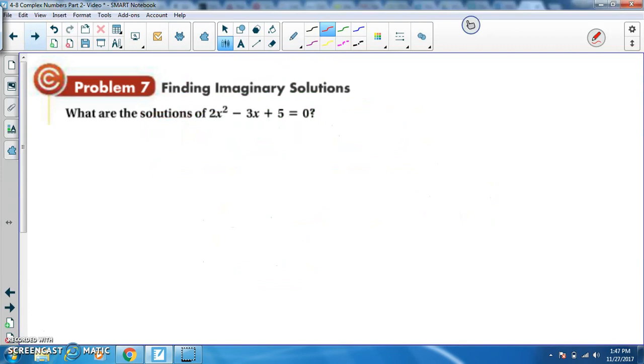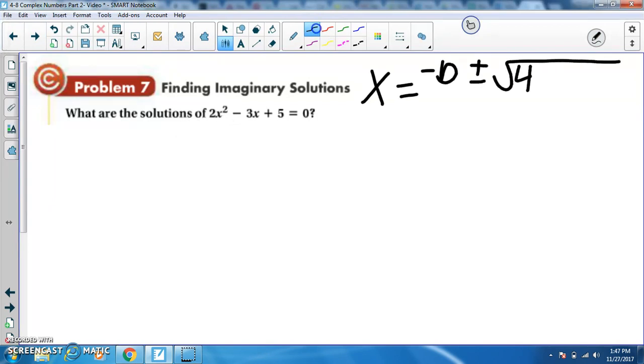Finding imaginary solutions. What are the solutions of 2x squared minus 3x plus 5 equals 0? I first check for a GCF. I don't have one. Then I would think, what can I multiply to positive 10 and add to negative 3? Does not work. So I'm going to use my quadratic formula. x is equal to negative b plus or minus the square root of b squared minus 4ac all over 2a.